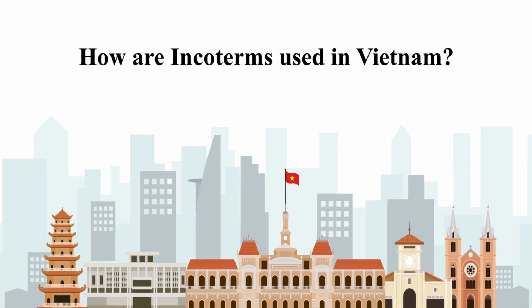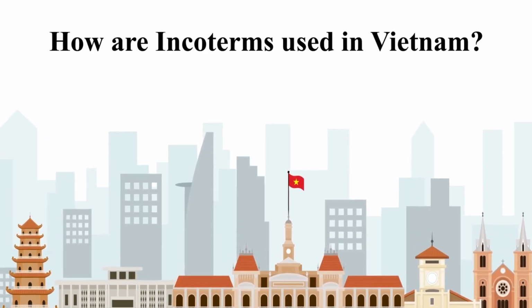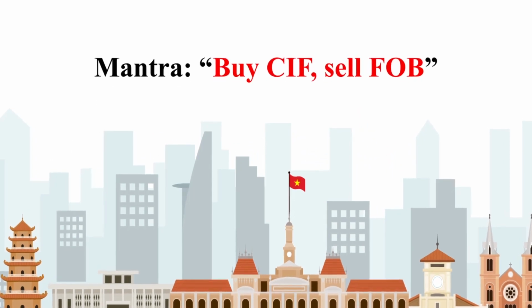So have you ever wondered how companies use Incoterms in Vietnam? To answer this question, there is a mantra that certainly import-export companies in Vietnam often use: buy CIF, sell FOB. The reason for forming this mantra, as well as the habit of buying CIF and selling FOB of Vietnamese enterprises, has four main problems as follows.